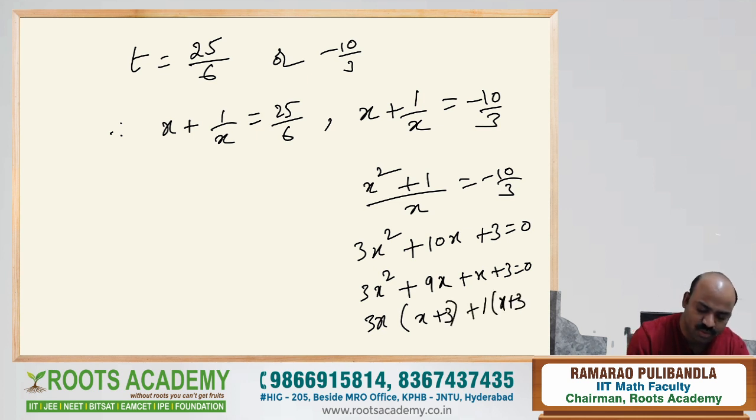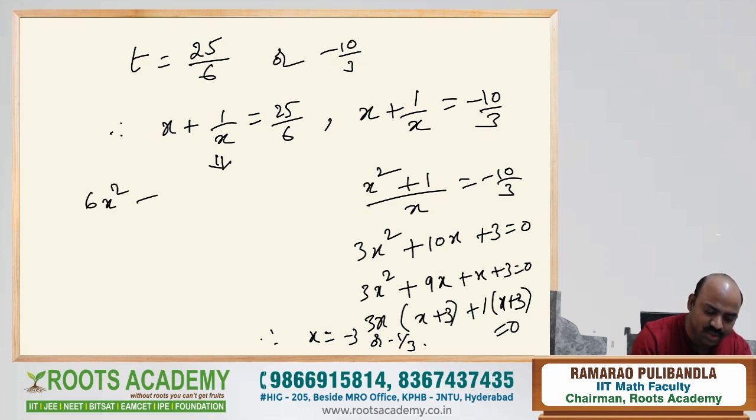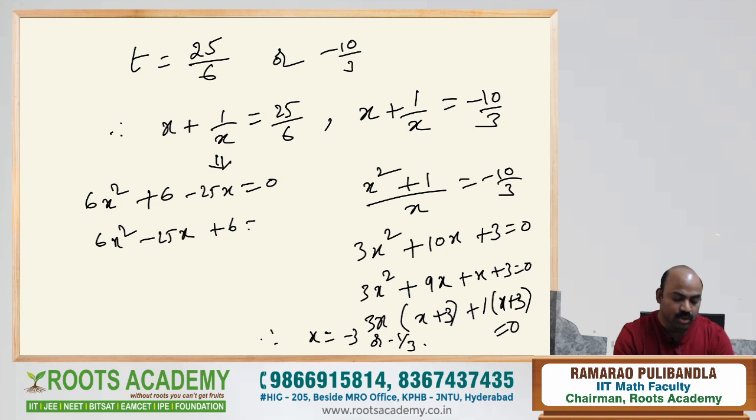Therefore, final answer is, students can give it, x is equal to minus 3 or x equal to minus 1 by 3. So that is one value. You can keep it here. So minus 3 comma minus 1 by 3 are the two values of x out of the 4. The remaining two you will get from here. Can you simplify this? So 6x square plus 6 minus 25x equal to 0. So 6x square minus 25x plus 6 equal to 0. So I have to get something here, and for that you have to apply your formula.